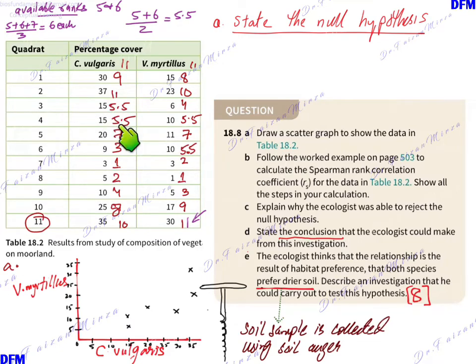For example, if I had three 15s here, 15, 15, 15, I can't give 5.5 here. Then I'll just add 5 plus 6 plus 7, because these are the three available ranks. They are occupying each of these, so I'll divide them by 3. So 5 plus 6 plus 7 divided by 3 gives 6 each. Then I'll just mention 6 along each of these which are having that particular rank.